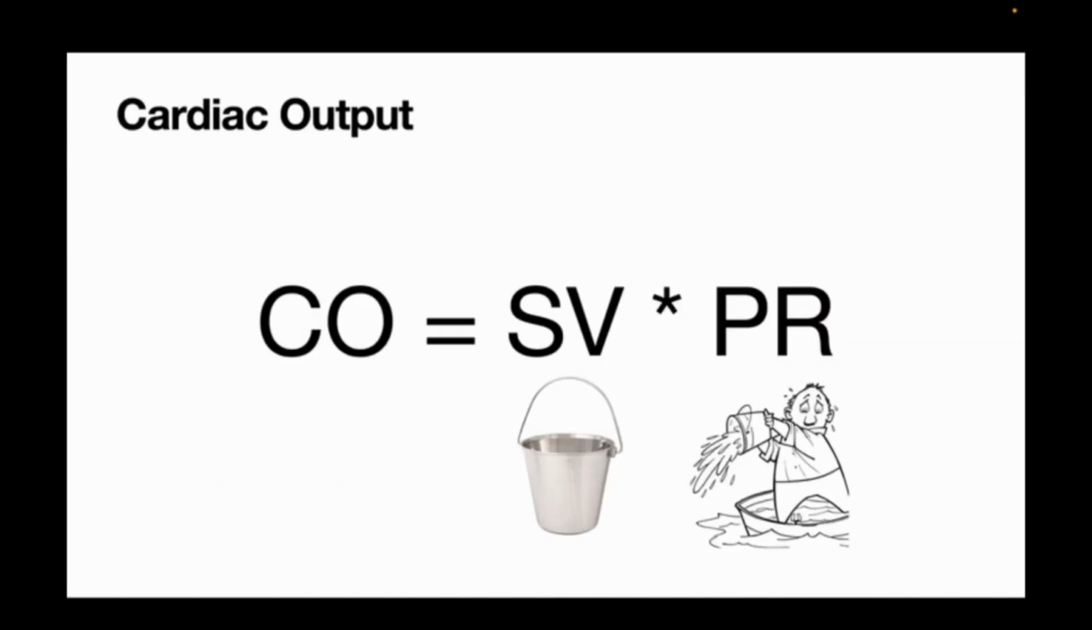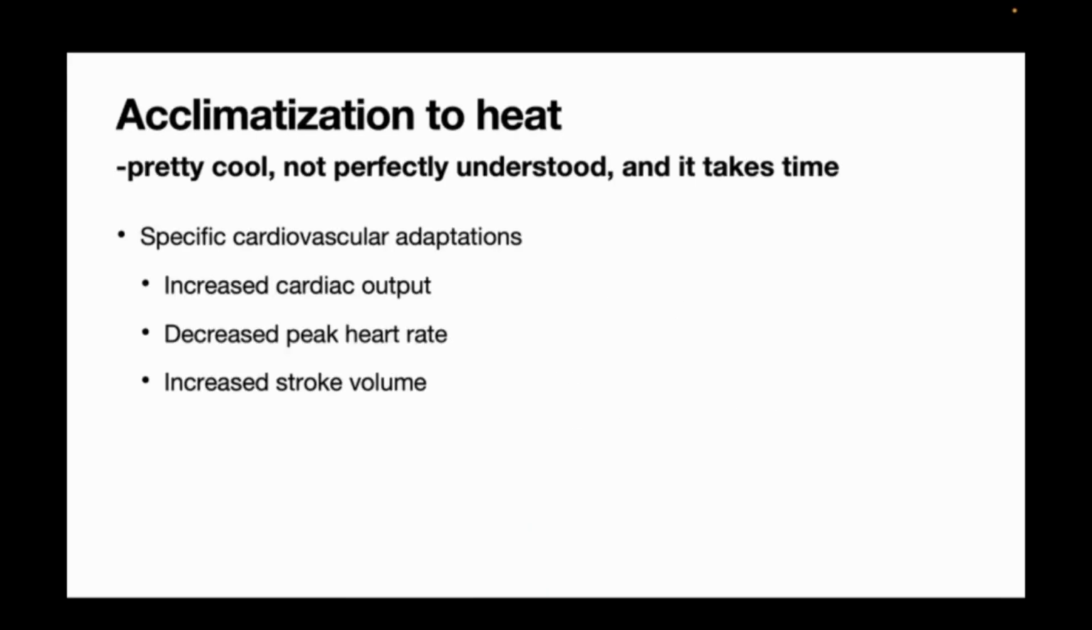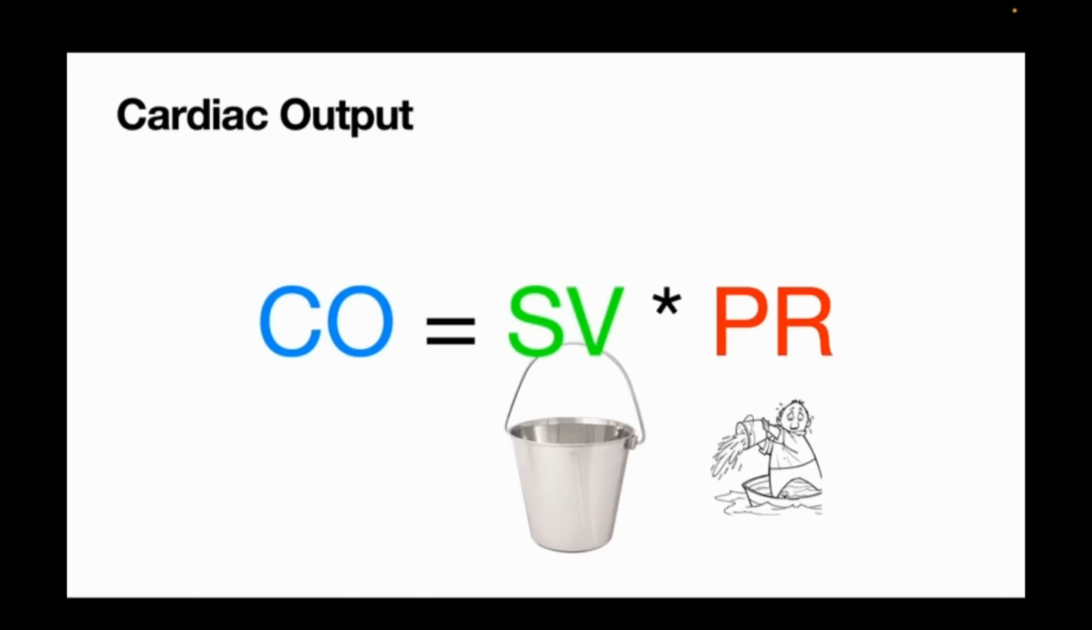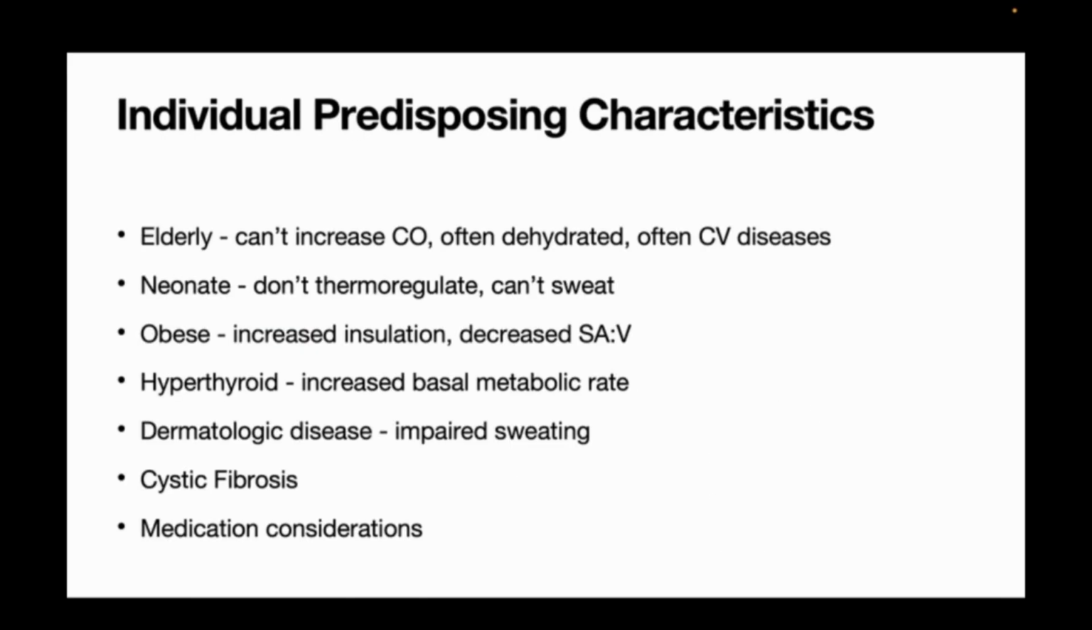So cardiac output, we all remember, it's stroke volume times pulse rate. So what happens when you acclimatize? And the reason we're spending time on this is because it gives kind of an idea of the types of people that can't accommodate or just haven't prepared to. So there are specific cardiovascular adaptations. There's increasing cardiac output, as we mentioned, because you're sending a lot of blood to your skin now. And so your heart rate is not typically the main lever for that. It's more of an increased stroke volume. So what you see is a larger stroke volume, and it's really not the pulse rate that's going up.